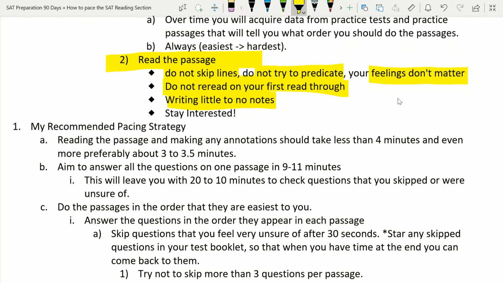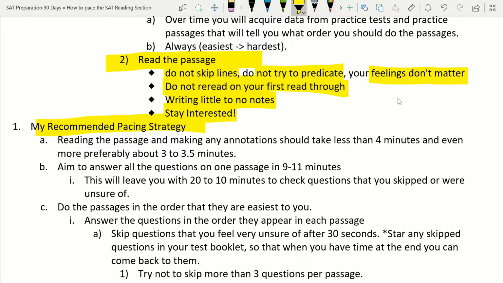The next thing, you want to stay interested. If you're staying interested, you're going to be able to remember it better. It'll help you with reading comprehension and answering questions. So always stay interested in the passage, even if it's something you wouldn't read on your own outside of taking the SAT. Make sure that you're staying interested as you read it. Okay, now we get into my recommended pacing strategy.